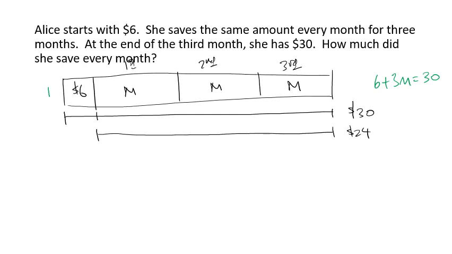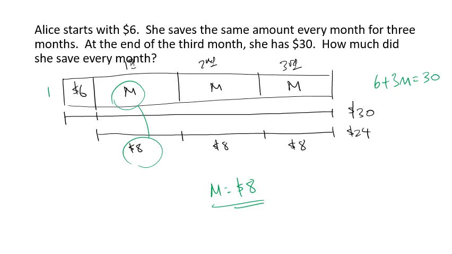And so now I have these 3 m's, and I have to break these 3 m's into 3 equal parts so that the sum is $24. And so I know this is going to break into $8 each. And so I see now that m and 8 are equal. So I get my solution here that m equals $8.